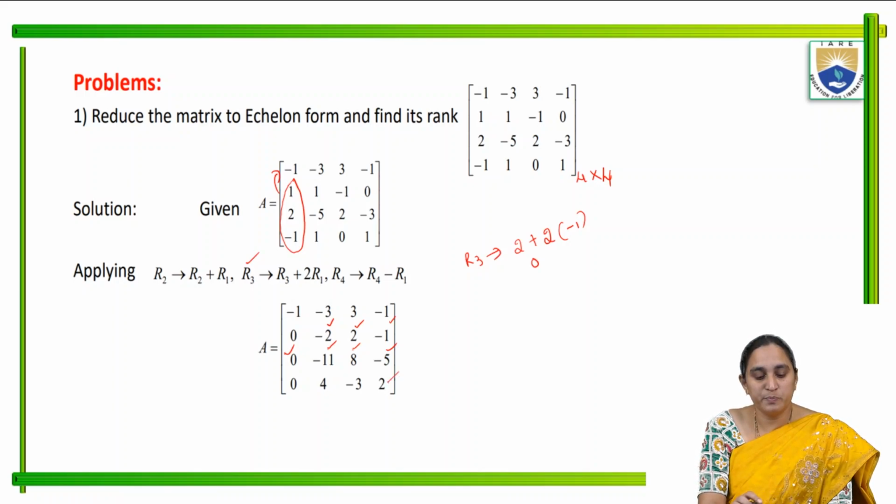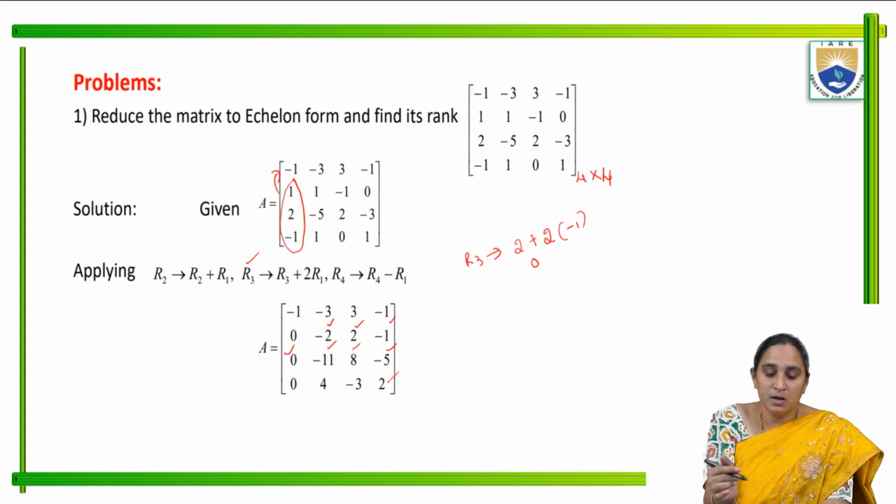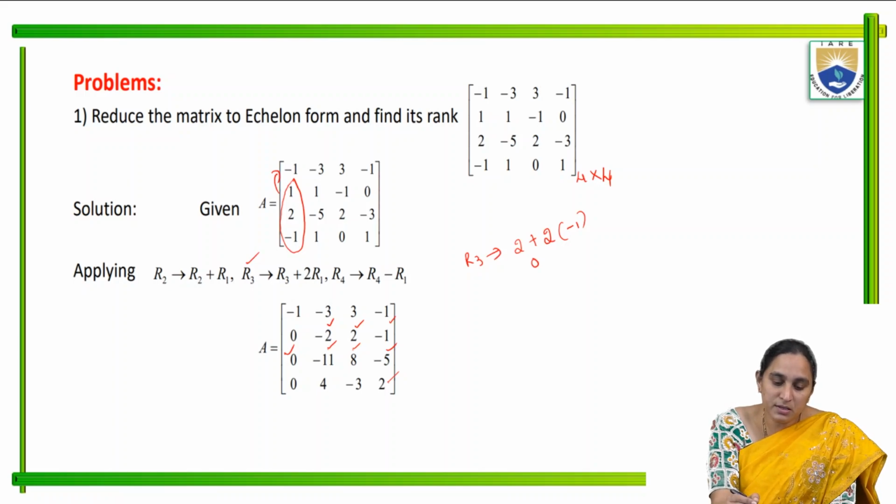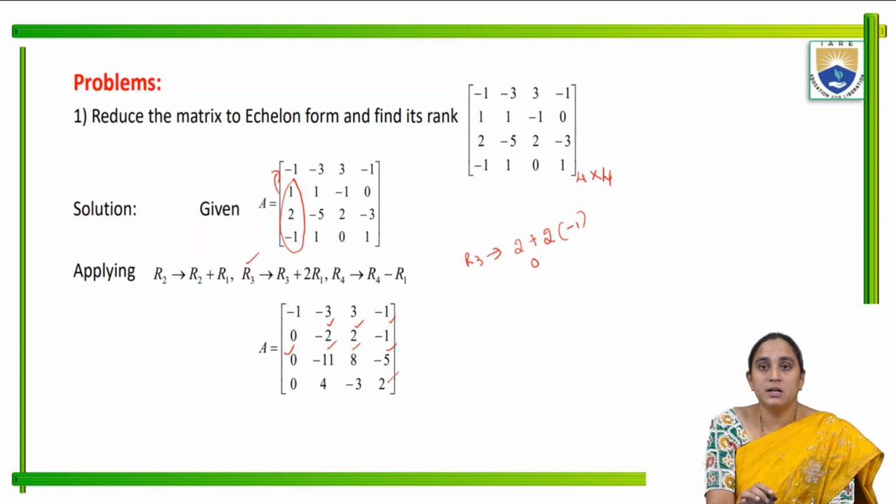Okay. With respect to R1, I'll make the R2, R3 and R4 first elements zeros. After that, with respect to the diagonal elements, I'm reducing the entries below the diagonals to zeros. That means here I'm using -1. This is the first diagonal element in the first row. Okay?